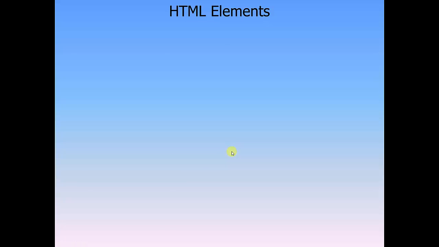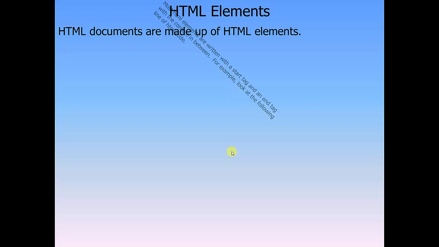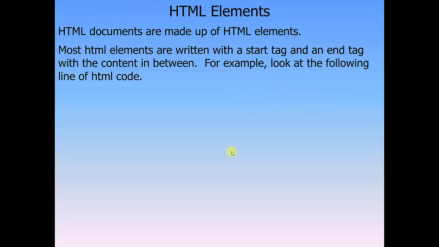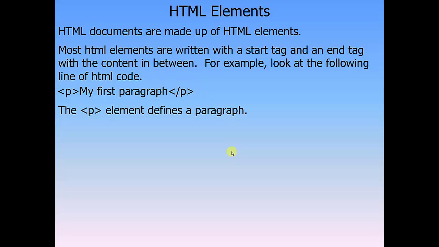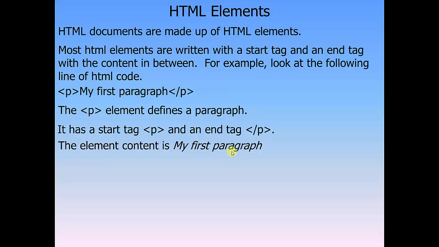Okay, HTML elements. HTML documents are made up of HTML elements. Most HTML elements are written with a start tag and an end tag with the content in between. For example, look at the following line of HTML code. I know some of this stuff is a little repetitive, but we're learning this for the first time, so I'm going over it a little bit different ways more than once. So you got your P tags, my first paragraph. The P element defines a paragraph. It has a start tag, P, and an ending tag, /P. The element content is my first paragraph.